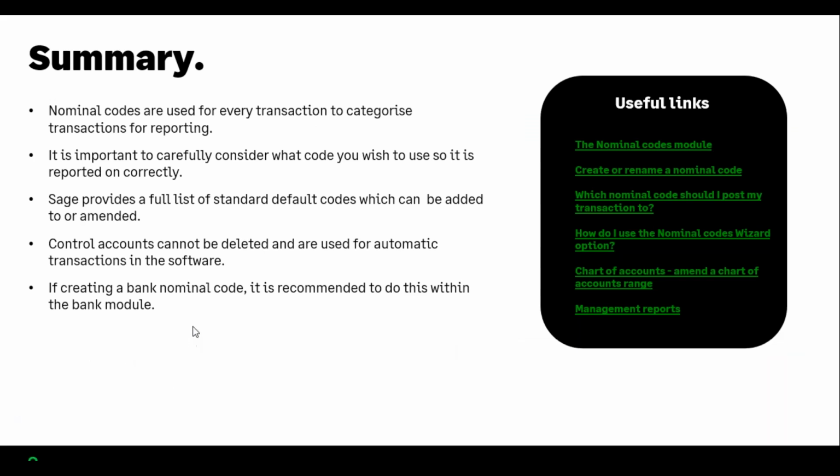So now we know that nominal codes are used for every transaction to categorize transactions for reporting. We also know it's very important to consider the subcategory, what code you wish to use, because you want the values in the right places. The out-of-the-box nominal structure is what we've demonstrated today. So the standard default codes are there. You may have designed your own, or your accountant may have designed their own. If so, speak to them about its structure if you've got any questions. Failing that, you can always contact us and we will try our best to go through it with you. But it's probably always going to be the first option to speak to who designed it first.